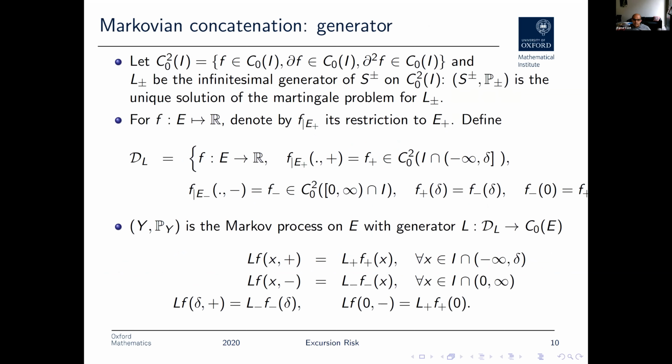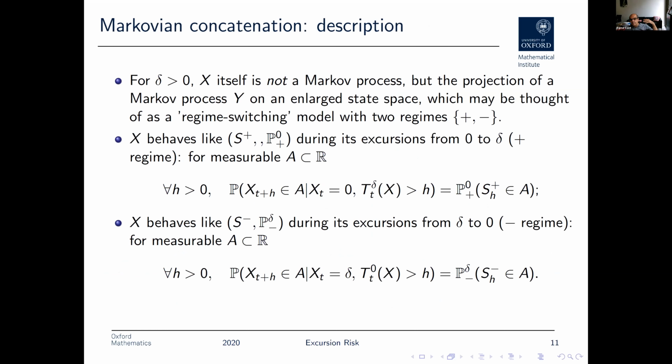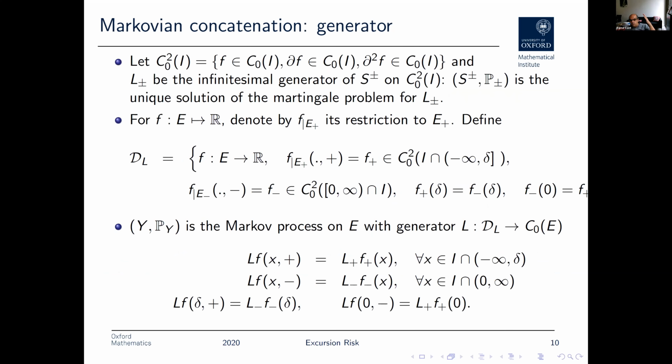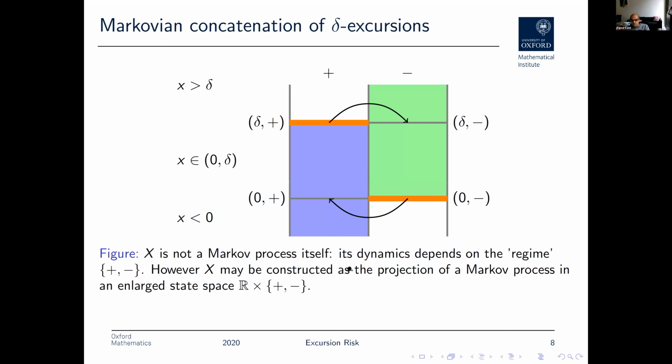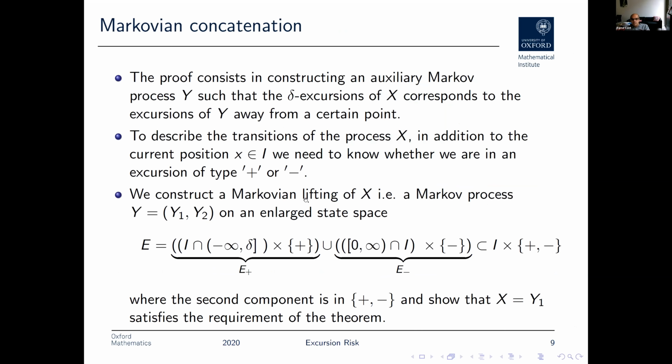So this is done in the paper. I'm not going to go through the steps. It's a little bit heavy, but it's pretty straightforward. So this describes completely this Markov process Y on the enlarged state space. And what we want, the process X, is going to be just the first component of Y. Sorry, I said it here, X will be equal to Y1, okay?